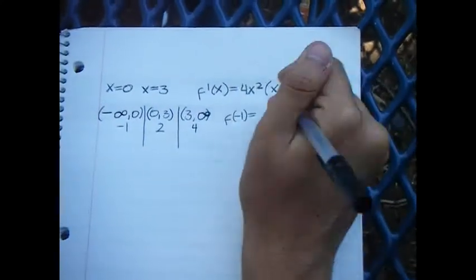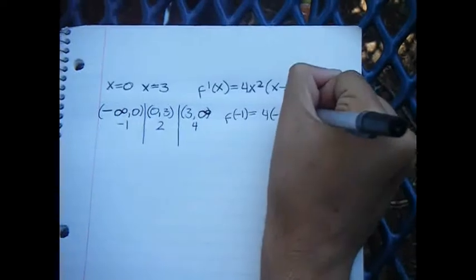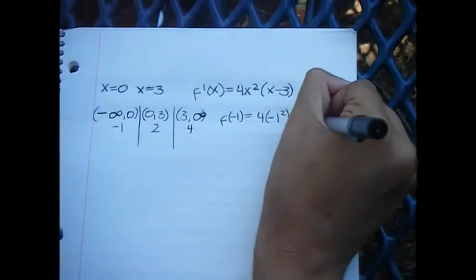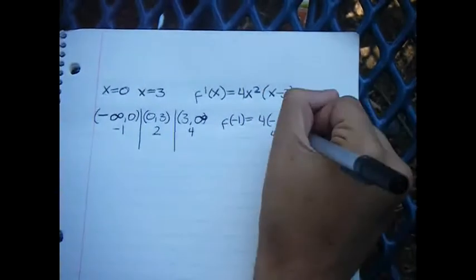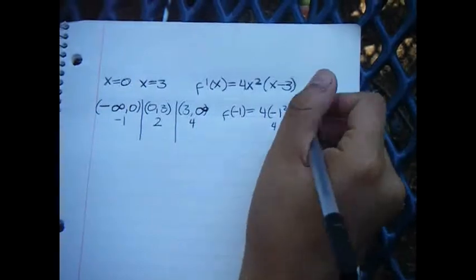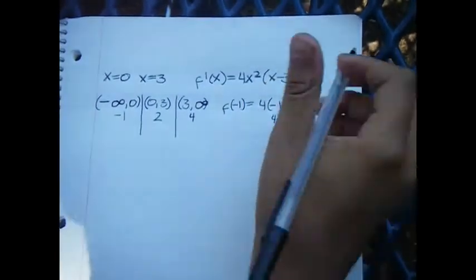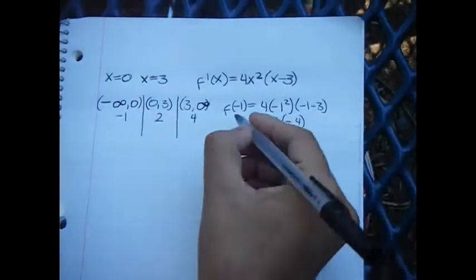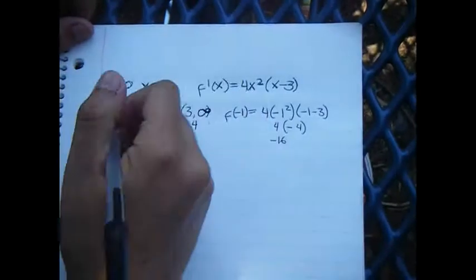So we plug into the derivative, 4 times negative 1 cubed minus 12 times negative 1 squared. Negative 1 cubed is negative 1, and 1 squared is 1, so 12 times 1 is 12. So it's 4 times negative 4, since negative 4 minus 12 gives negative 16. Since the value is less than 0, we know that the function right here is going to be decreasing.